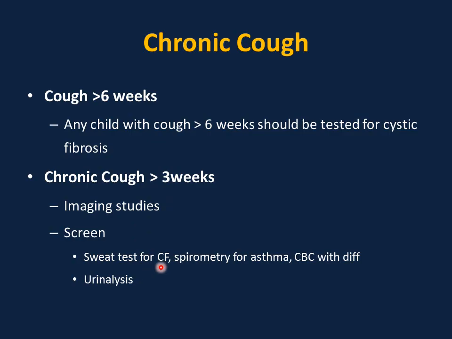Screen for cystic fibrosis, do sweat chloride test, spirometry for asthma, CBC with differential, and urinalysis for rare diseases, for example Wegener granulomatosis or Goodpasture syndrome.